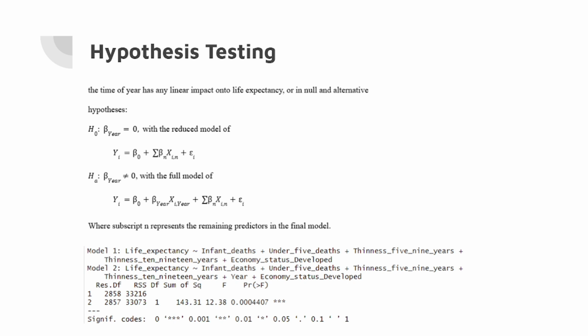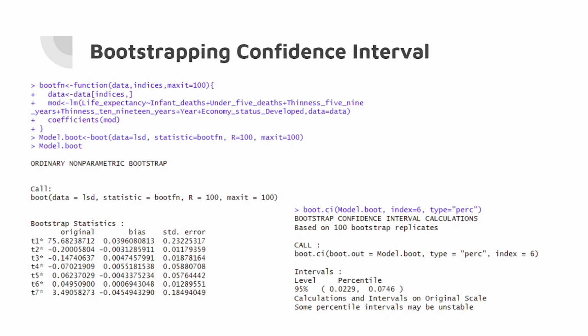So from the ANOVA test, it shows that the null hypothesis is rejected, and such that the time of year has linear impact. And then we undergo a little bit of bootstrapping to find the confidence interval at 95% of the time of year, and it's found to be 0.0229 to 0.0746. Multiply that by 14, which is the duration between 2000 and 2015, and it could be concluded that there are countries that over the past 14 years might have increased their life expectancy by 1 year.